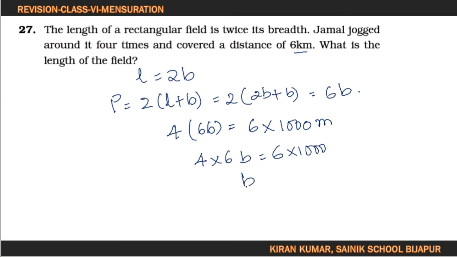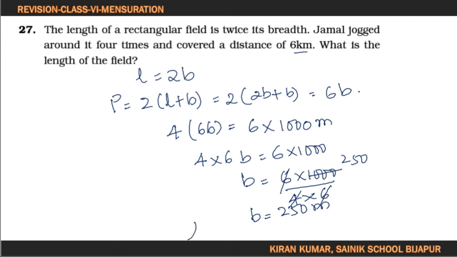So we can find b. B will be equal to 6 into 1000 divided by 4 times 6. 6 and 6 will get cancelled. 4 times 250 is 1000. Breadth becomes 250 meters. Hence the length will be 2 times 250, which is 500 meters. You can cross-check the answer if you want. Perimeter will be 6b. 6 times 250 multiplied by 4 will give 6000.